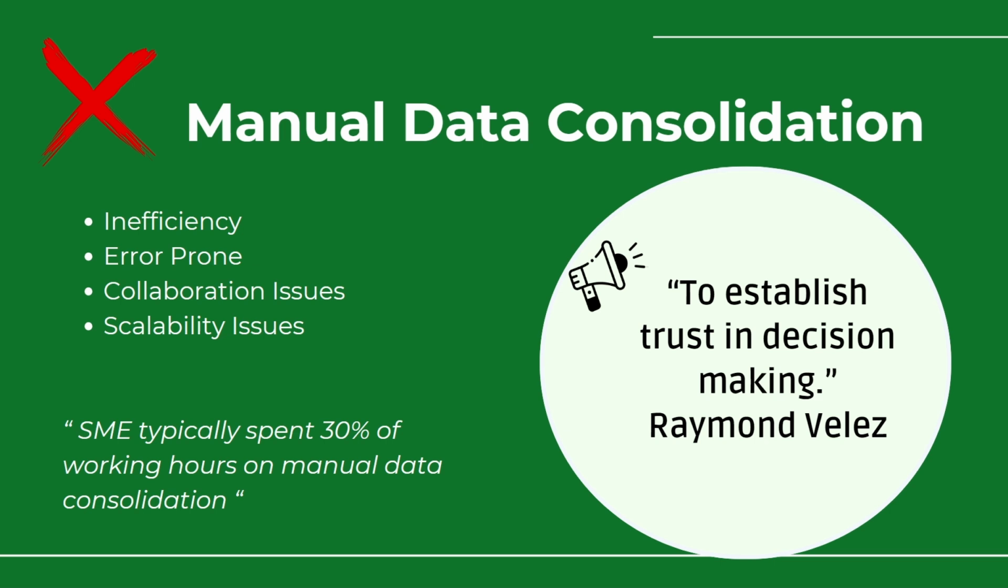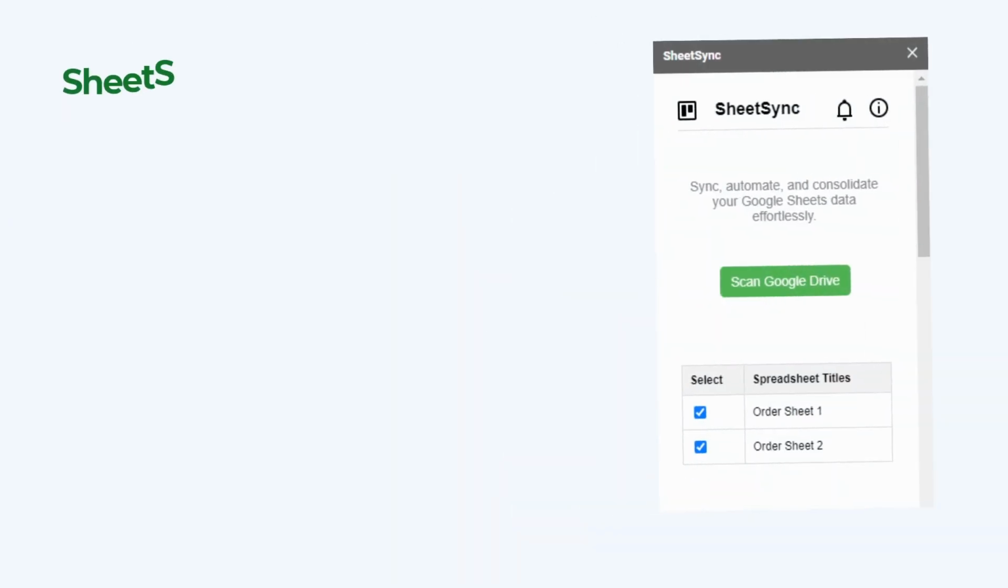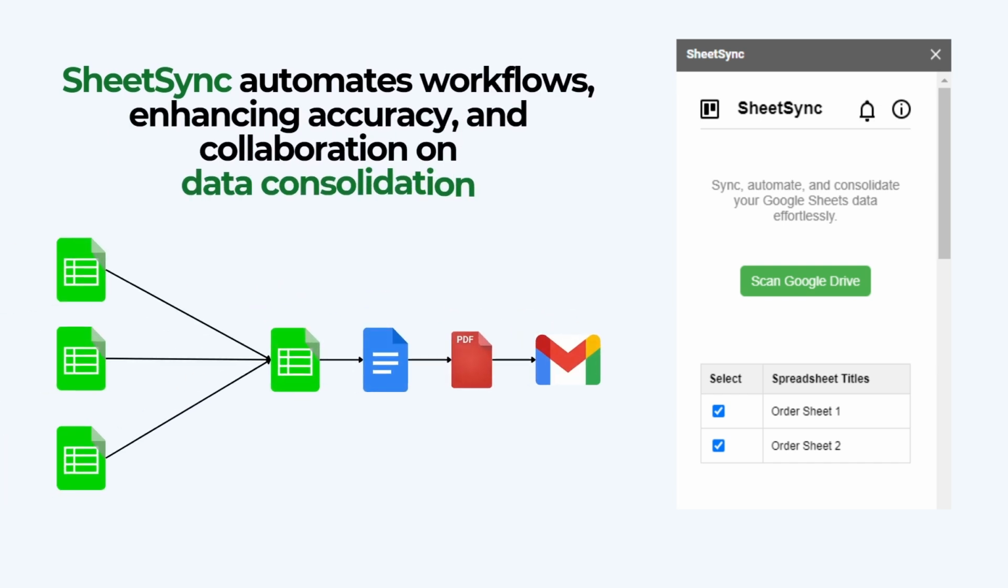So one more statement: SMEs typically spend 30% of working hours just on manual data consolidation. So imagine that. And of course, all of this is a process to establish trust in decision making. So next slide, please. Our solution here is all about automating the workflow and enhancing accuracy and collaboration, of course, on data consolidation.